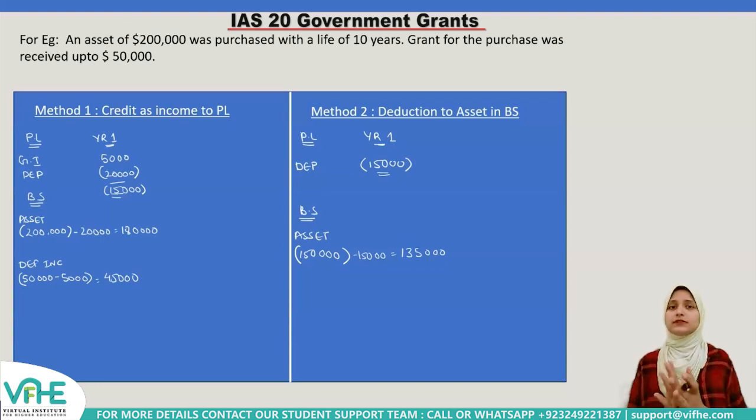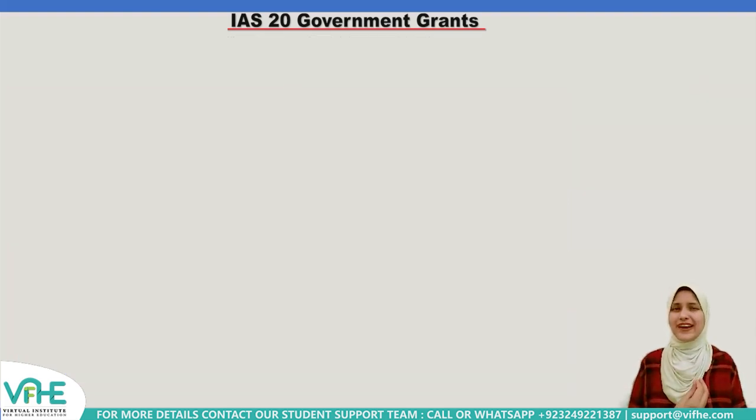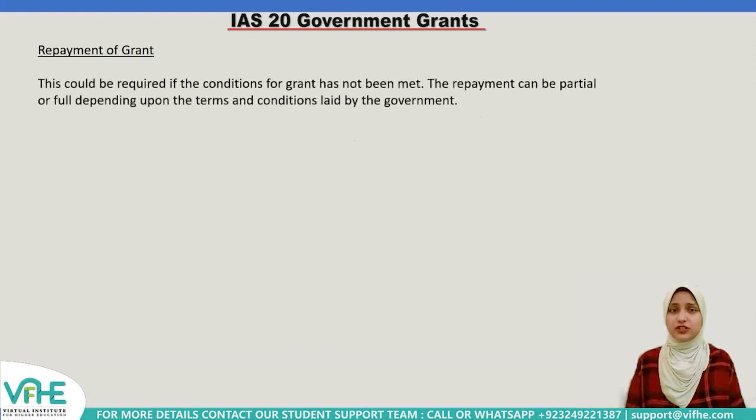Okay. Now, the third thing that we're going to understand is whether there is a reason why we would have to end up repaying the grant money back to the government. Will there ever be such a case? Yes, it is possible. That could happen if you breach the terms of the grant. If you're not able to fulfill the conditions laid down by the government, then you might have to repay the money. If the conditions for the grant have not been met, then repayment could be required.